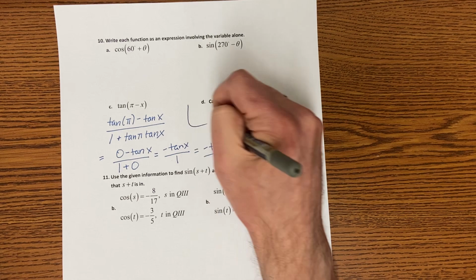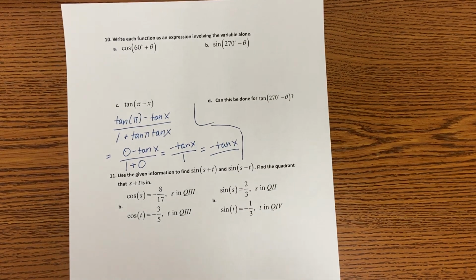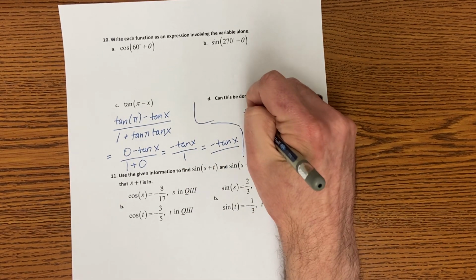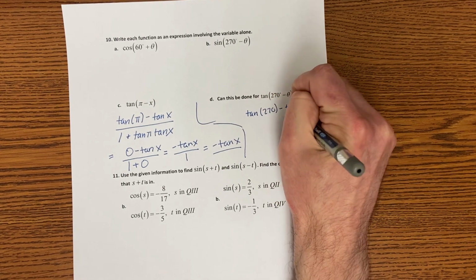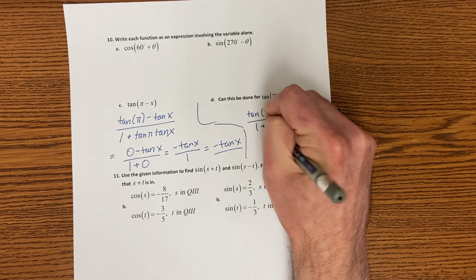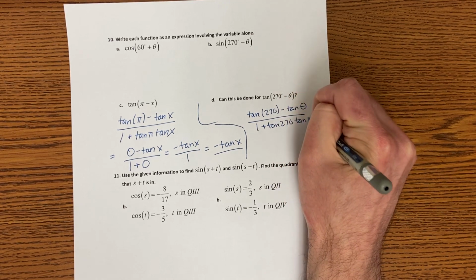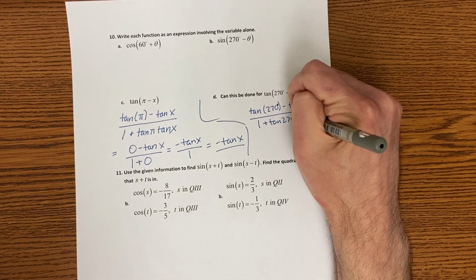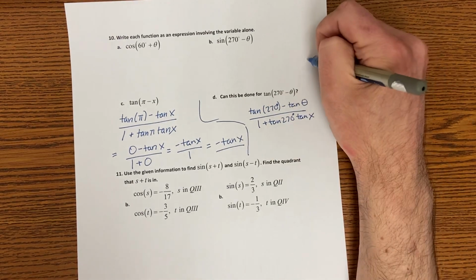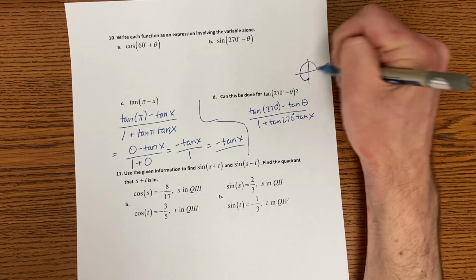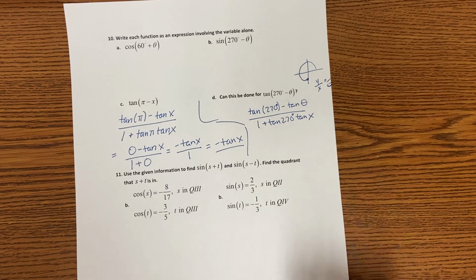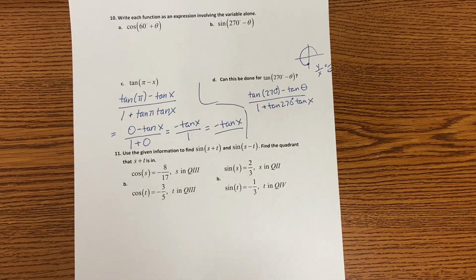Now, why might they ask you if this can be done for the tangent of 270 minus theta? Because if you break this down, it would be very similar: tangent of 270 minus tangent theta over the same thing. But it leads us to a problem. In order to go any further, we'll have to evaluate the tangent of 270 degrees. However, because tangent is y over x, and if you think about the unit circle, we're down here, y over x is tangent, but here our x is 0, so we're dividing by 0. So that means the tangent of 270 degrees is actually undefined.